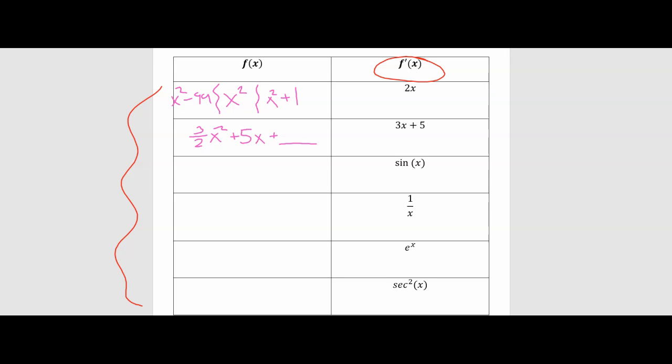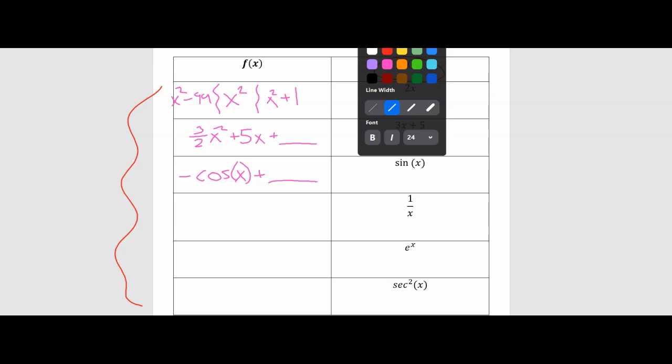For sine of x, well, negative cosine of x. If I take the derivative of negative cosine of x, that's going to give me positive sine of x. And then I could add a constant in if I wanted to. 1 over x.